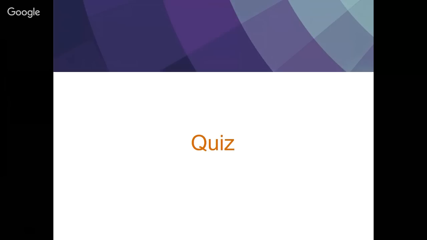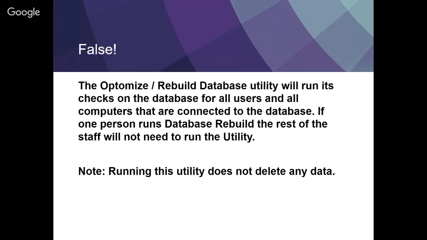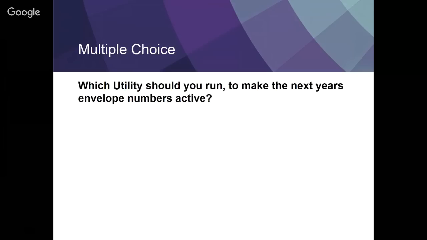So let's do a short quiz. True or false? The database rebuild should be run on every single computer that has Shepherd staff. Okay, and you probably have an answer in your head. So the answer is false. The optimize rebuild database utility will run its checks on the database for all users and all computers that are connected to the database. If one person runs the database rebuild, the rest of the staff will not need to run the utility. Note, running this utility does not delete any data.